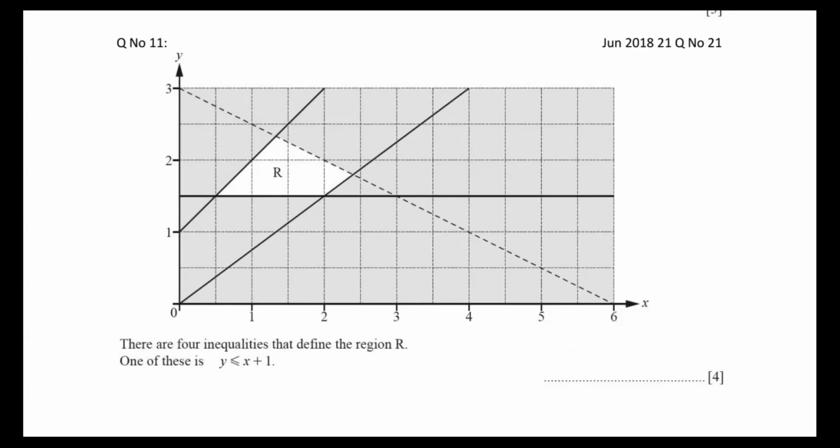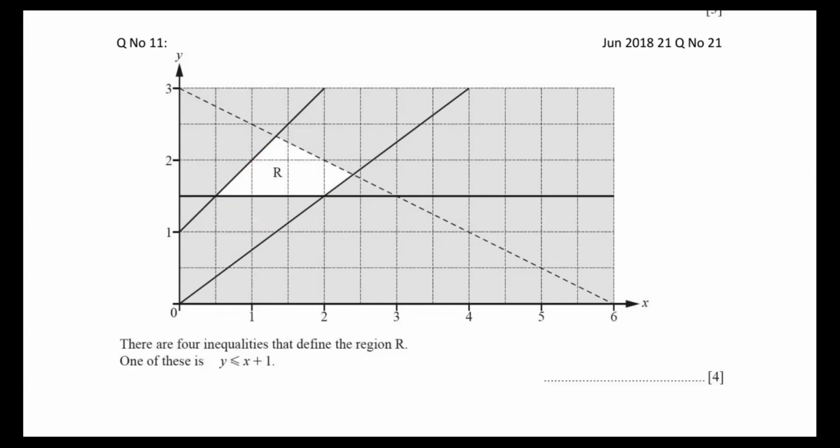First of all, you can see there are four inequalities that define the region R. It means this region R is defined here, and we have to write four inequalities. Normally, we have equations and we find R, but this question is reverse. R is given and we have to write the inequalities for line number 1, line number 2, line number 3, and line number 4.